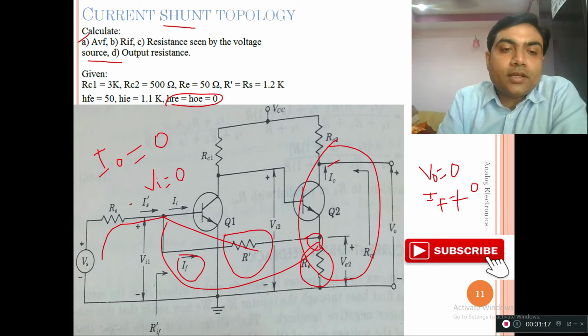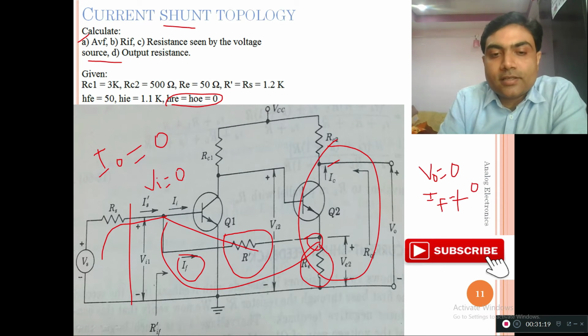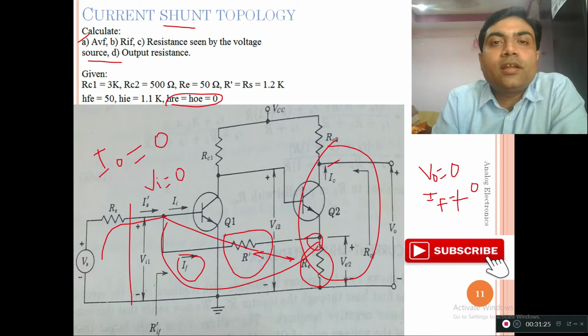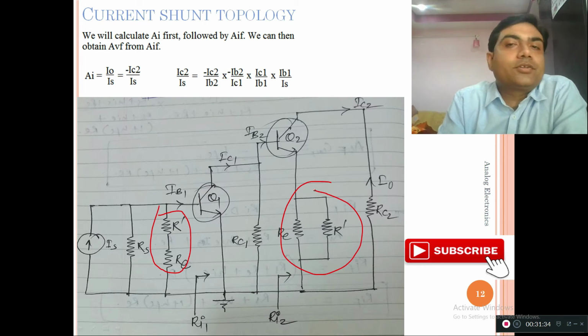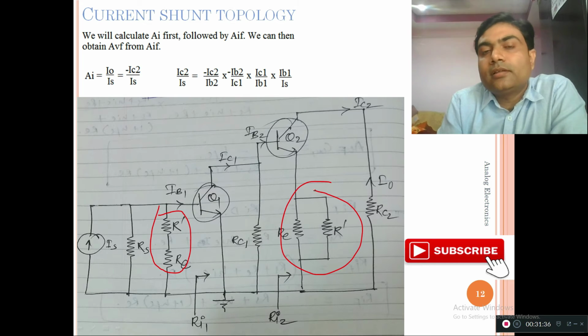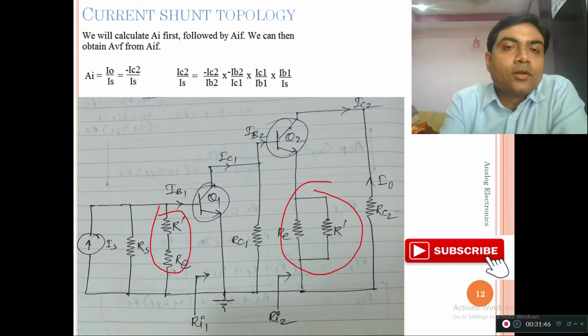If I make the input node short circuited, this R dash and this RE, what kind of connection will they be sharing? They will be sharing a parallel connection. So this parallel connection will come at the output circuitry. RE is in parallel with R dash. I hope you are getting the logic of determining the sampling as well as the mixing, and you are also getting how the different connections have been drawn.